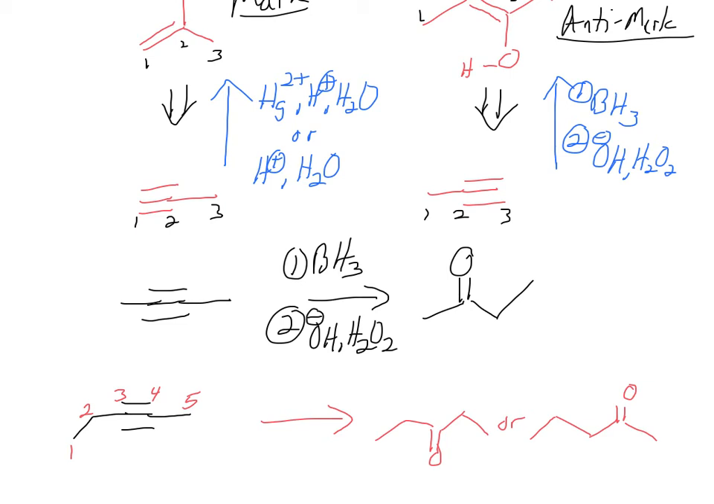It's not going to be regioselective, because the carbons are both secondary, but they can end up on either carbon. So there's no preference. There's no regioselectivity, right? 3 and 4, right?